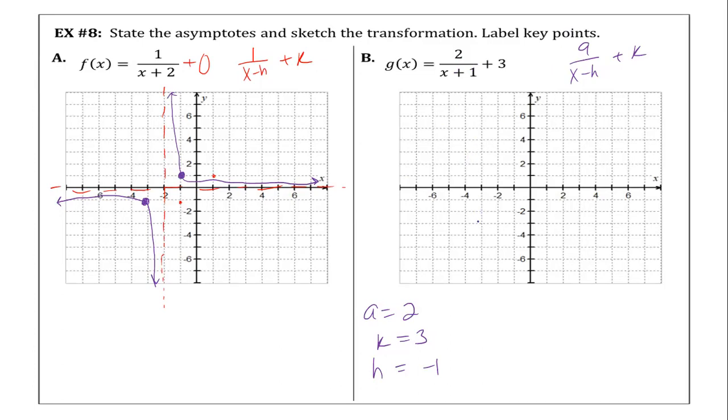All right, so from here, we know our asymptotes. Where are our asymptotes? We have a horizontal. Where though? Our horizontal comes from our 3, our K. So we have a horizontal asymptote at Y equals 3. And we have a vertical asymptote, which is based off of our H at -1.